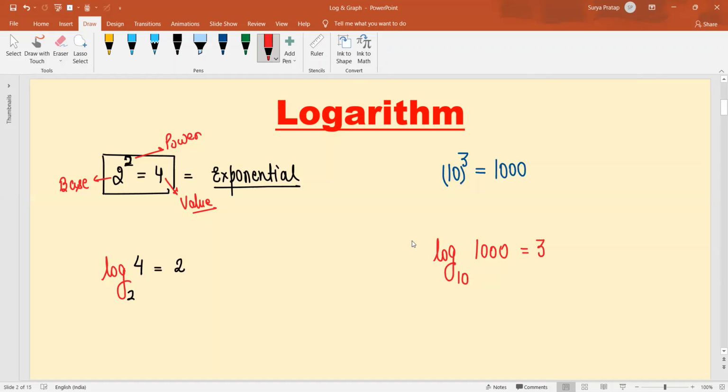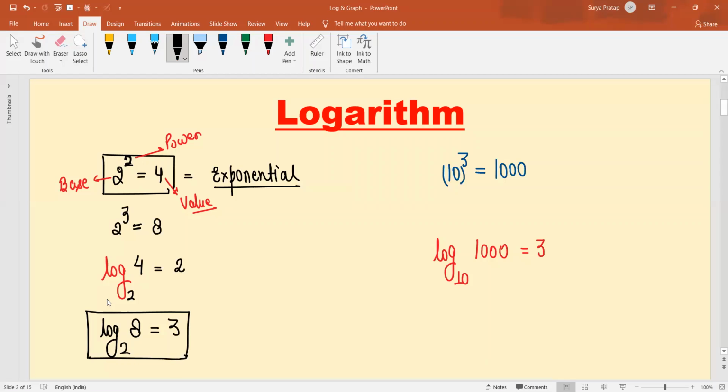So the base has a very important role while solving logs, because if we use a different base, then the values are different. You can see, if I write this as 2 to the power 3, then this becomes the value 8. So if I write log base 2 of 8, this will be 3. So base plays a big role while solving logs. We have to be very careful about that.